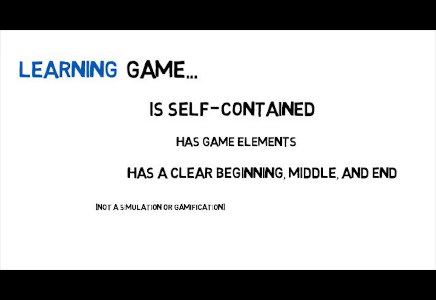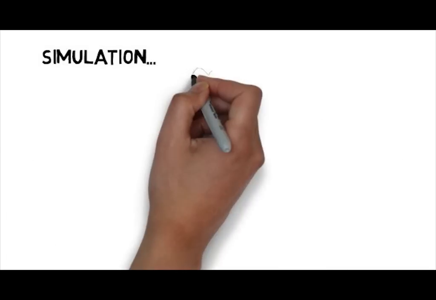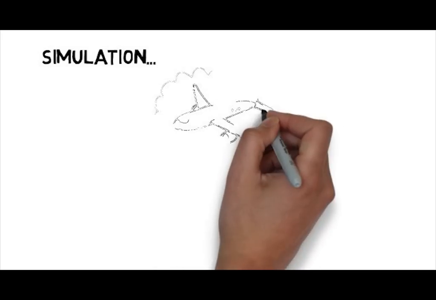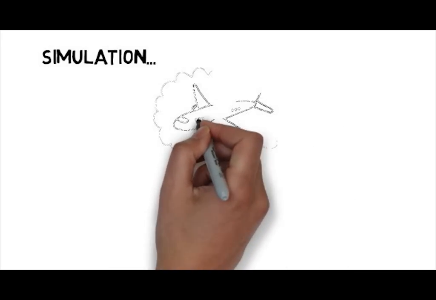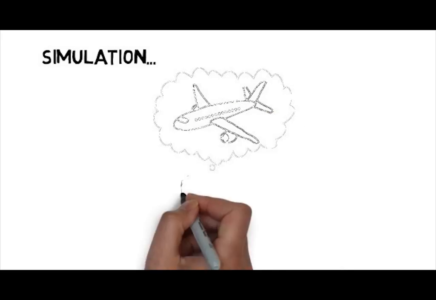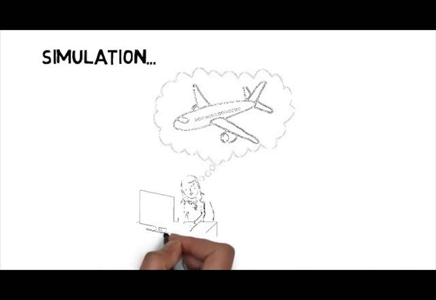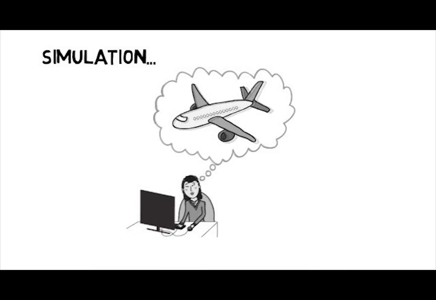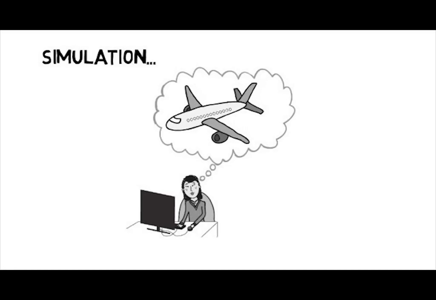A simulation, on the other hand, is a realistic, controlled risk environment where learners can practice specific behaviors and experience the impacts of their decisions. The most familiar type of that is a flight simulator. A simulation may contain game elements, but the focus is on a realistic experience for the learner.